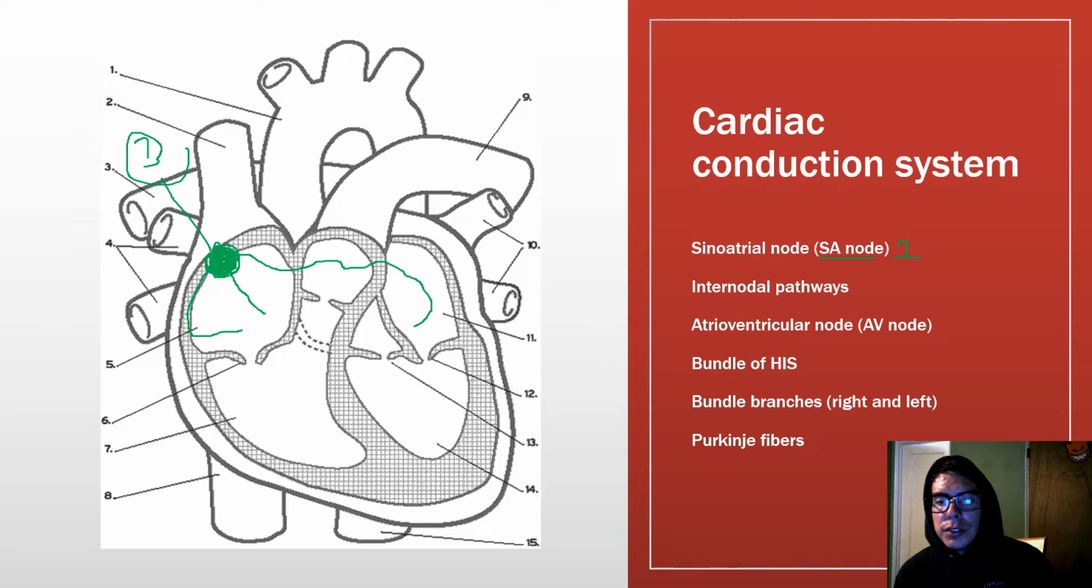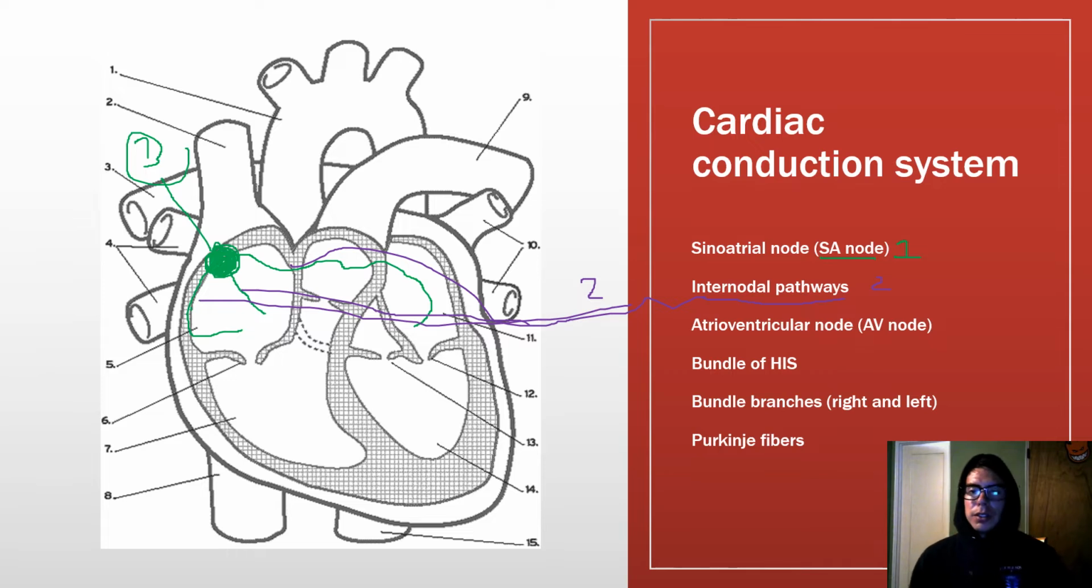So these pathways right here, I'm going to use a different color just so it's not confusing. So this one, and this one over here, those are going to be number 2, and number 2 is called the internodal pathways. So that's what goes through the wires that run through the atria.